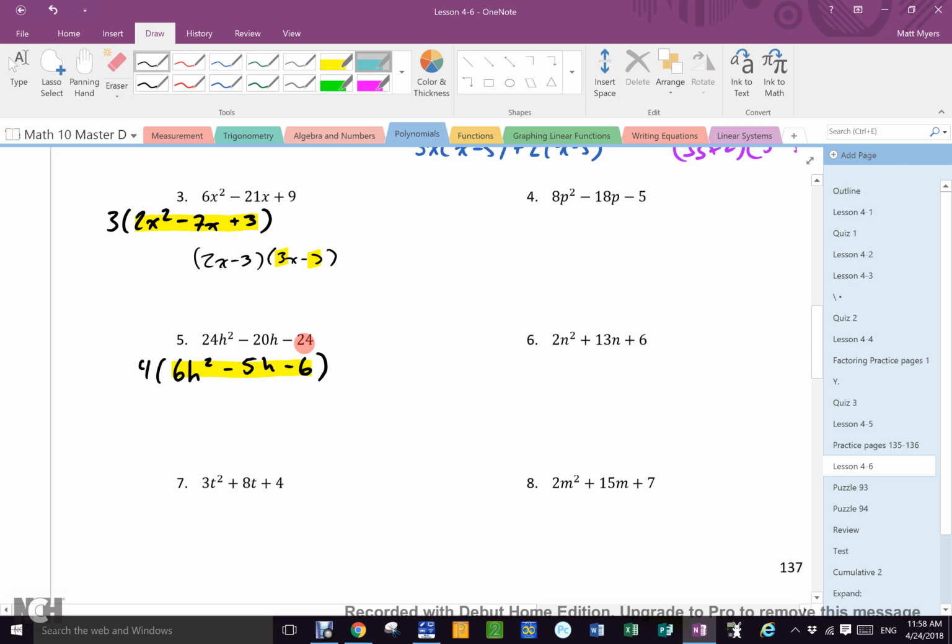You wouldn't want to factor 24. So if you end up with a really gigantic number out there, chances are you could have GCF'd if you didn't see it immediately in the first place.